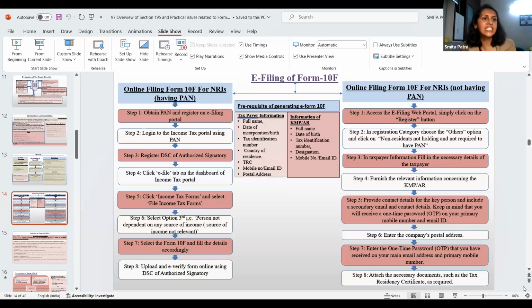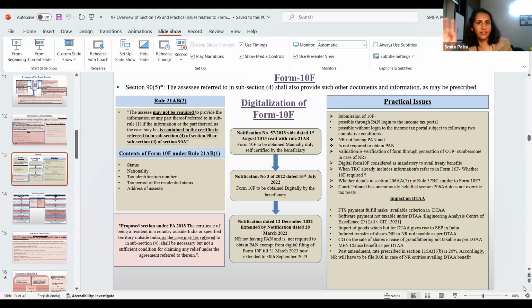You don't have to have a DSC also for this. For filing through the login portal with PAN, you need to have a DSC. For filing online 10F without login, you need not have a DSC. You can just generate an OTP of a non-resident and file his 10F. But this 10F has become the rule of law. In addition to TRC, you are supposed to give 10F. There is no way out; you cannot skip the 10F.